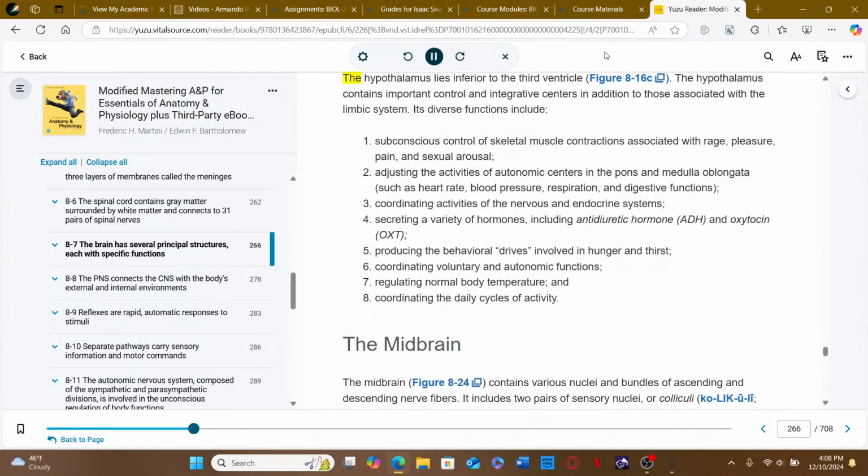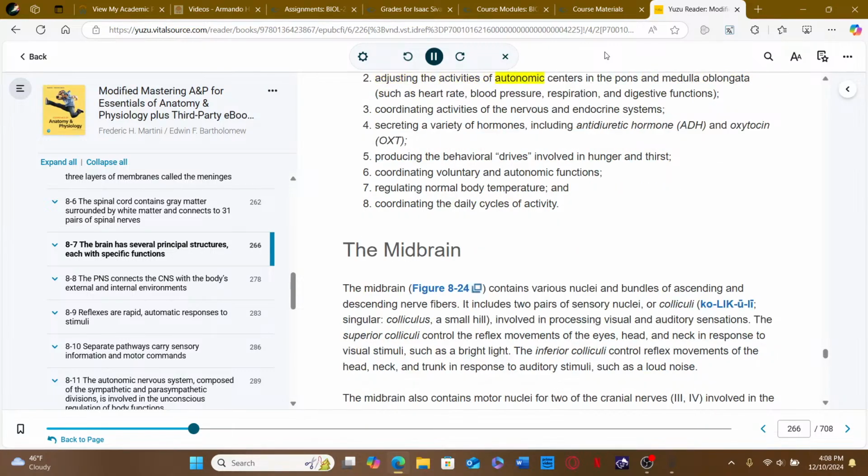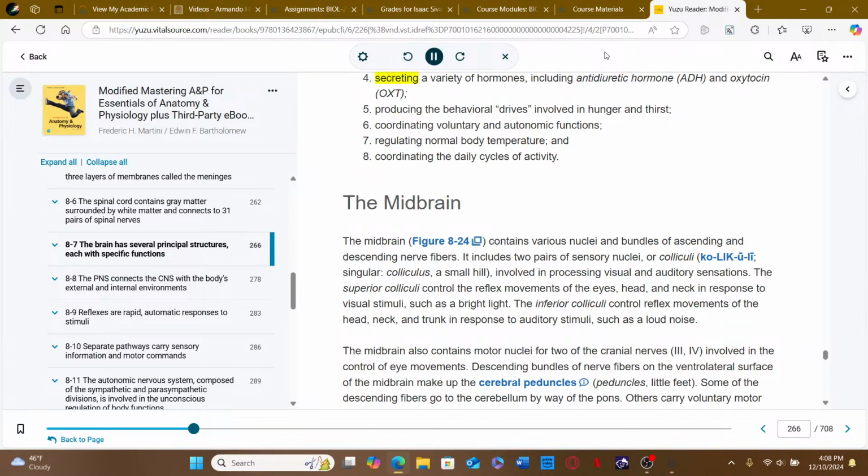The hypothalamus. The hypothalamus lies inferior to the third ventricle, figure 8-16c. The hypothalamus contains important control and integrative centers in addition to those associated with the limbic system. Its diverse functions include subconscious control of skeletal muscle contractions associated with rage, pleasure, pain, and sexual arousal. Adjusting the activities of autonomic centers in the pons and medulla oblongata, such as heart rate, blood pressure, respiration, and digestive functions. Coordinating activities of the nervous and endocrine systems.